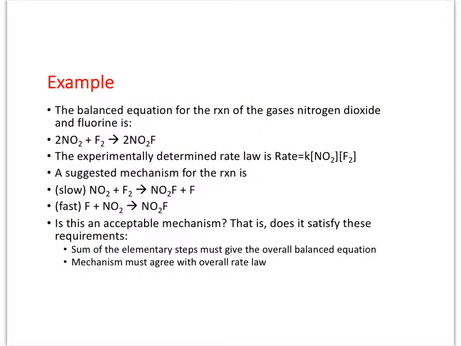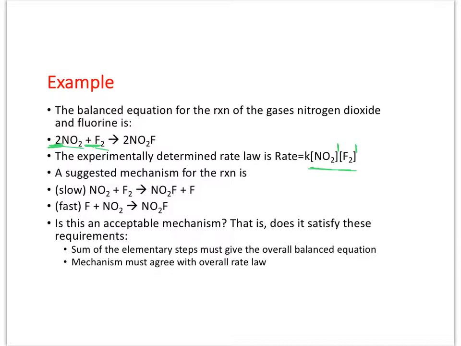Okay, so how about this one? Balanced equation for the reaction of the gases nitrogen dioxide and fluorine. So there's my balanced reaction. The experimentally determined rate law is this. So experimentally, I know that it's first order for NO2 and it's first order for fluorine. That does not match the coefficients, but that's okay.